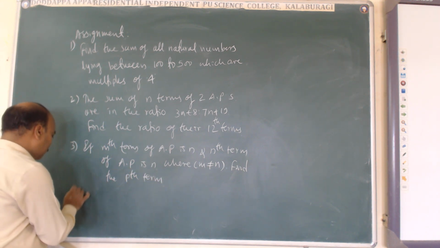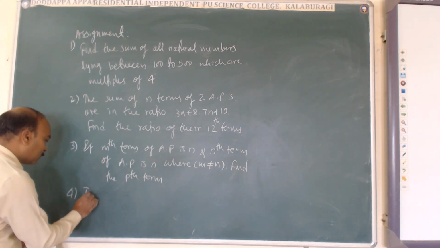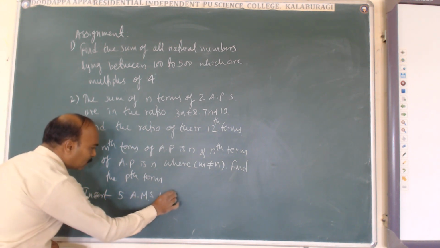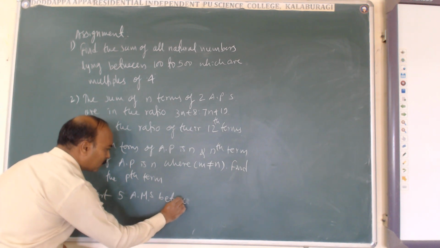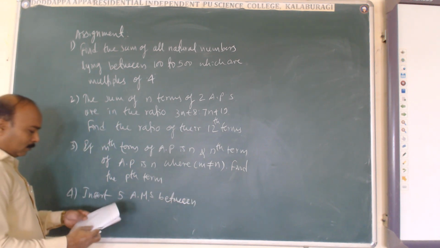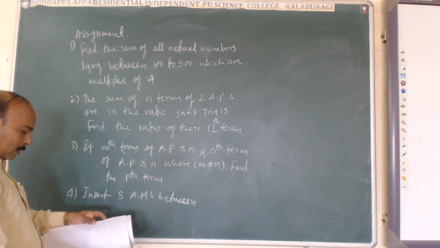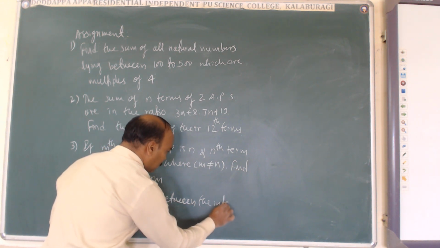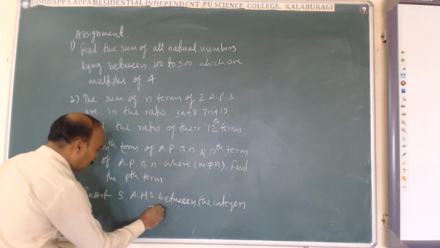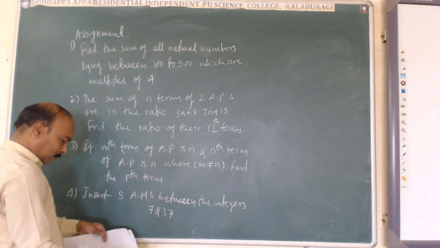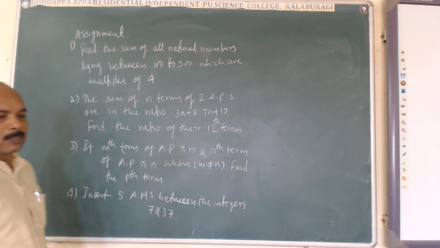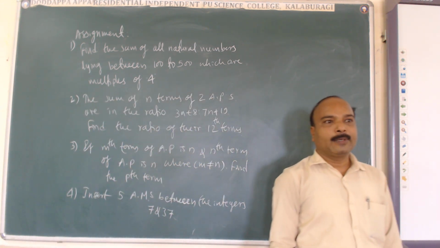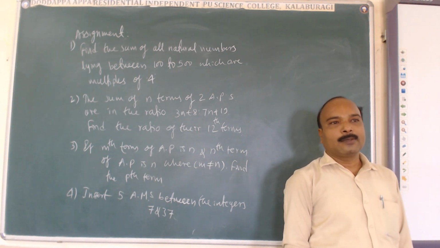Fourth one, insert 5 arithmetic means between the integers 7 and 37. This is your assignment work. Try to complete all the examples and go for the revision of the classwork also.